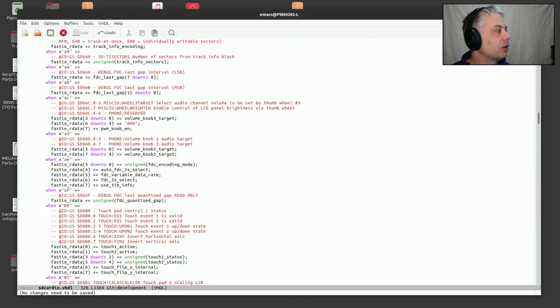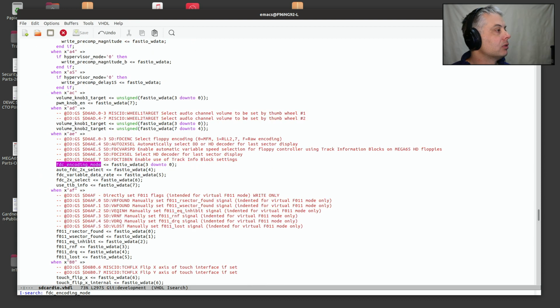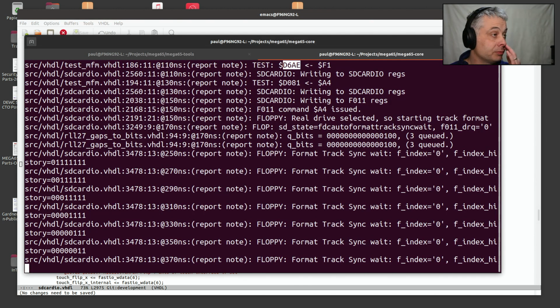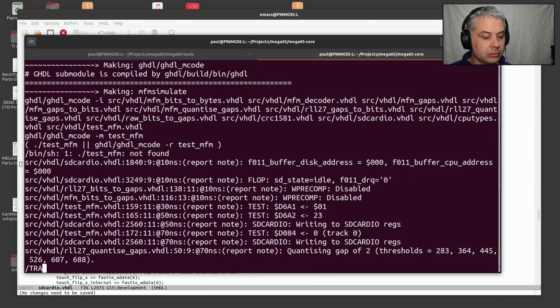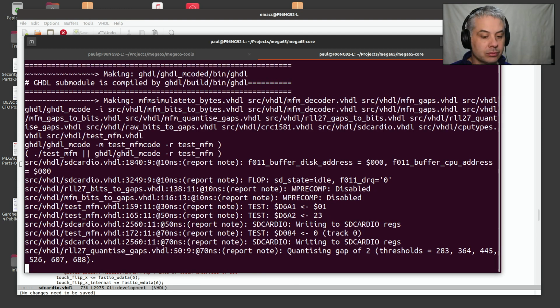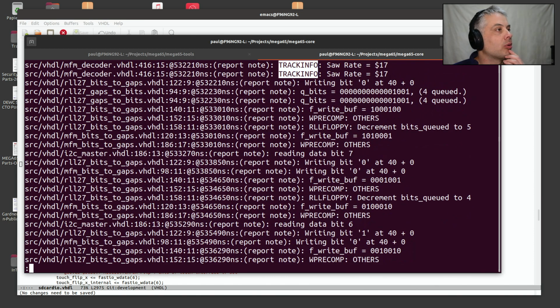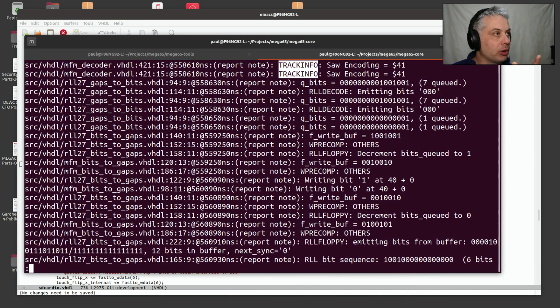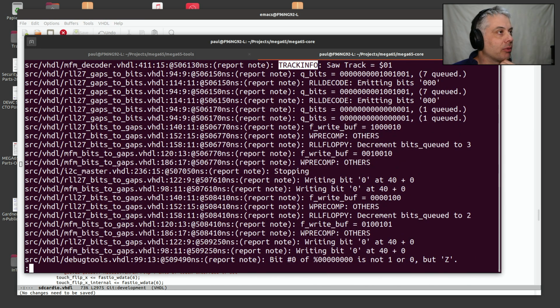I took the debug out of that, didn't I? Yeah, I did. So let's see that it's sort track 1, rate 17, encoding 41. Okay, that's better. So it's being set. So now we've just got this mystery that the track number is still wrong.